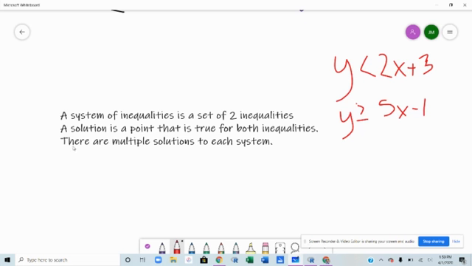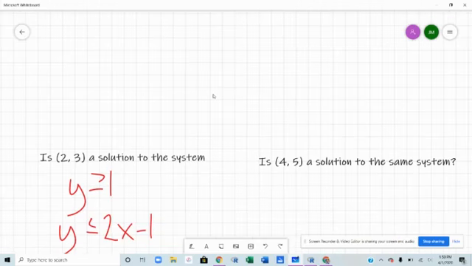Because we have a system and it is an inequality, there are going to be multiple solutions to each system. A system of equations had one answer. You saw by graphing it's where your 2 lines intersected. But in your system of inequalities, there are going to be an infinite number of coordinate points that will work for both. Okay, and we'll see what that looks like a little bit later with a graph.